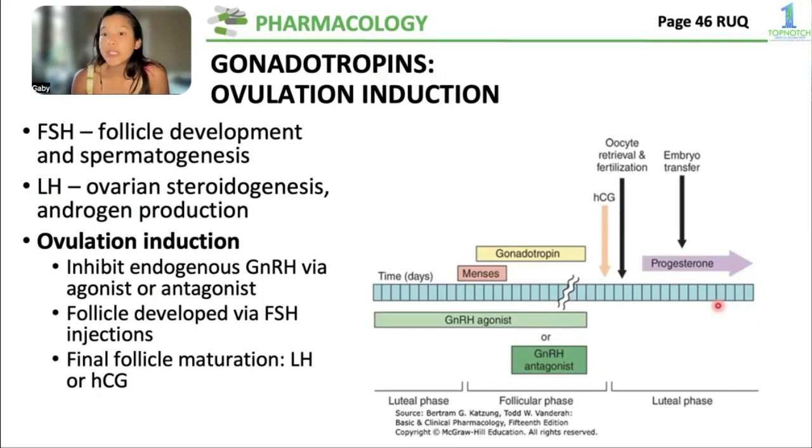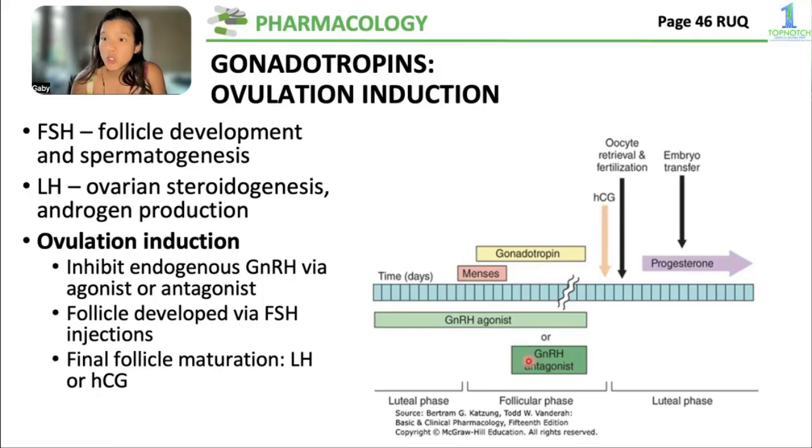So the way we do it is we first start by inhibiting endogenous GnRH secretion. So why do we do this? We do this because we want to really control the timing of ovulation and the timing of when we can retrieve the oocyte, fertilize it, and allow embryo transfer. And we do this by giving either continuous GnRH agonism or a GnRH antagonist. So you can give both an agonist and an antagonist, and I'll explain why in a later slide.